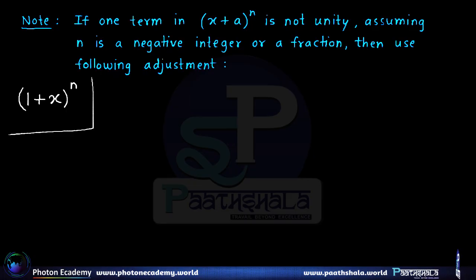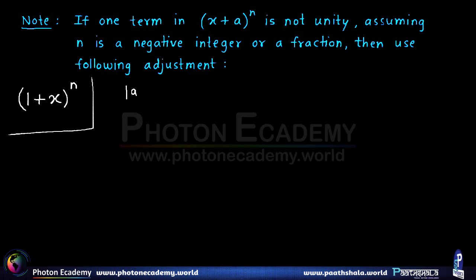For that, let us assume that mod a is numerically less than mod of x. So in that case, somehow we try to arrange a upon x, which will definitely be numerically less than 1.